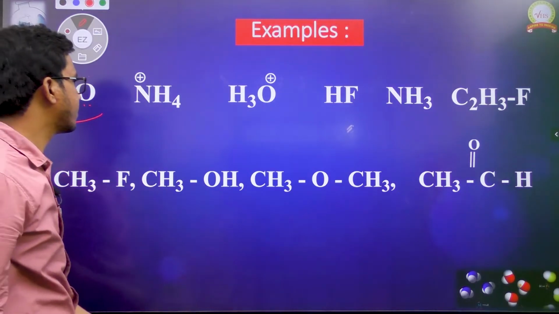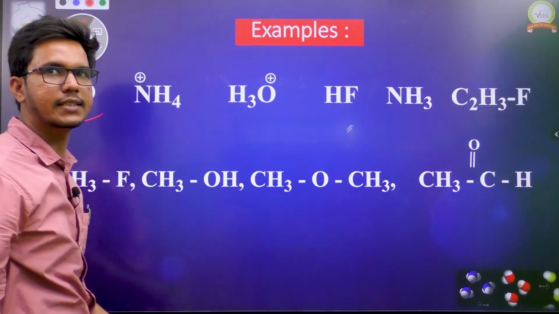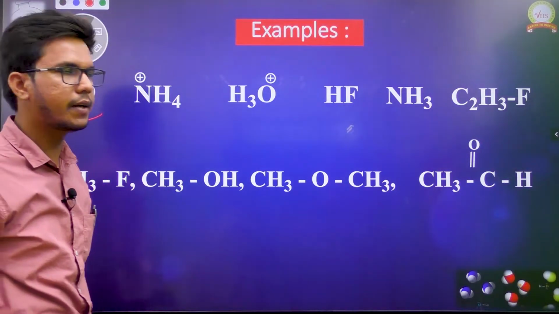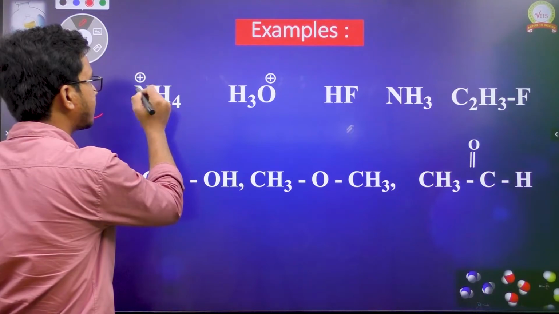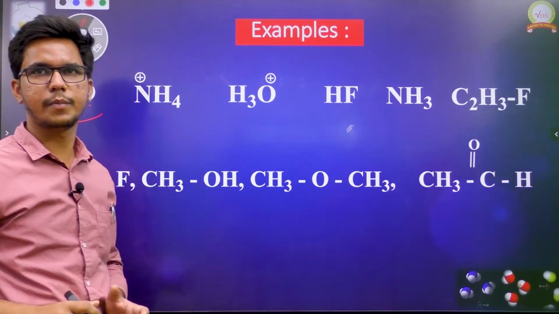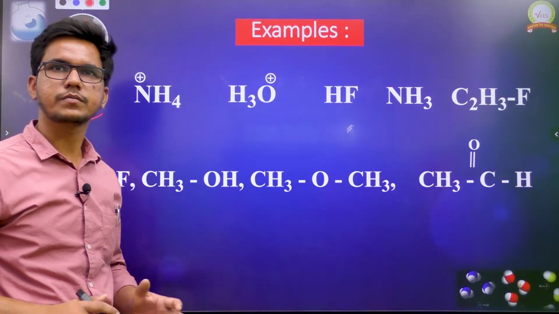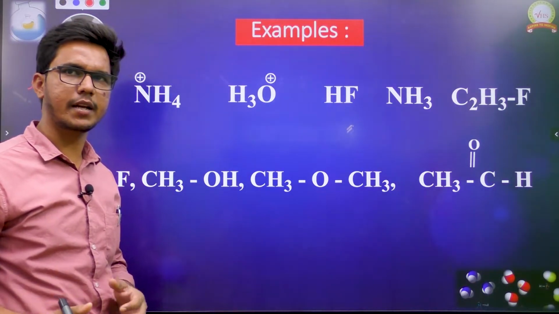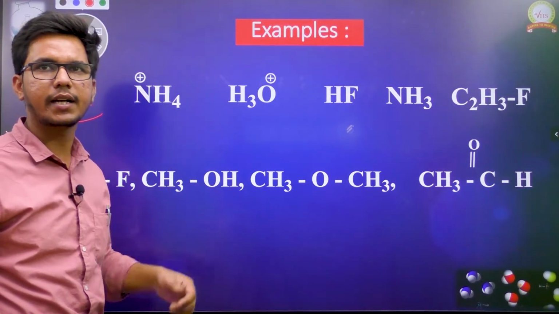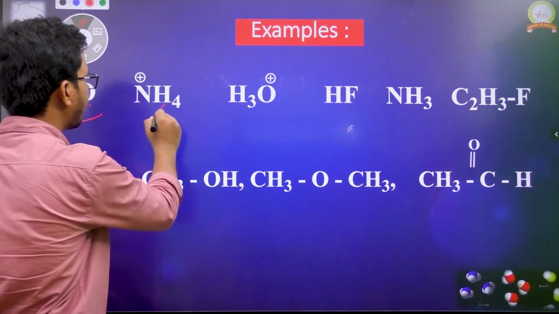If you take the second example, NH4 plus, the ammonium ion, is there. In the ammonium ion we have only donor units, not acceptor units, right? For formation of hydrogen bonding both conditions should be maintained. What is that? Donor unit and acceptor unit should both be there, but here only the donor unit is there, not the acceptor unit. That's why this one won't form the hydrogen bonding.